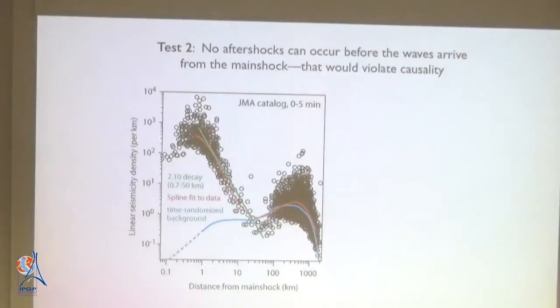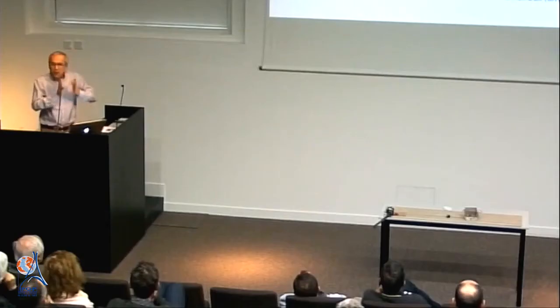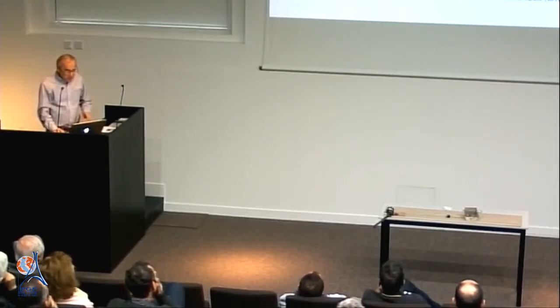Okay, here's another test. The aftershock cannot occur until the waves reach it, right? You can't have premature aftershocks. That would violate causality. But look at very, very short periods of time. We need to see that this decay stops at the moment before the seismic waves reach it. So now we need to look at a very short space of time.